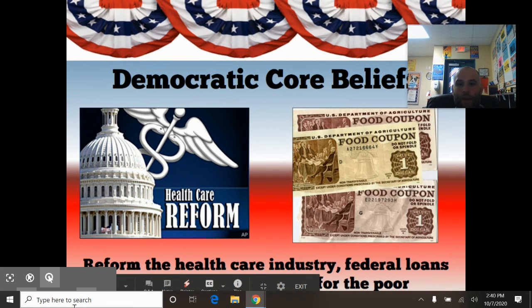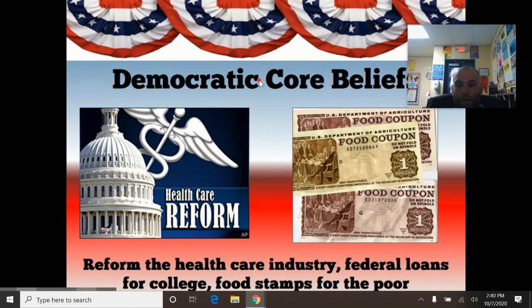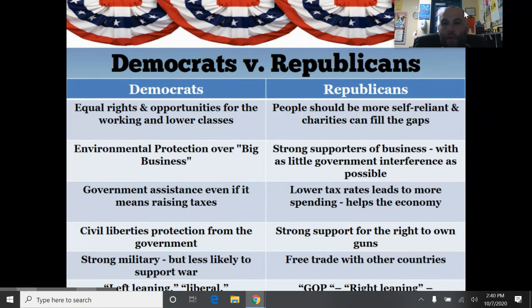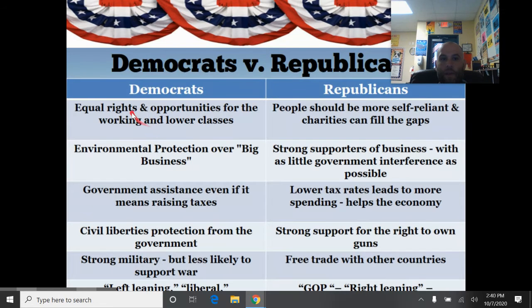So Democratic core beliefs: reform healthcare industry. Federal loans for college, food stamps for the poor, health care for those that don't have it. Some of those core beliefs. All right, so let's look at some of the core beliefs here. Democrats believe in equal rights and opportunity for working and lower class. Republicans would say although they're for that, they would say government shouldn't do that for people, that people should be self-reliant and do that for themselves, whereas Democrats would want government programs to help get equal opportunities and help for the lower class and poor people.